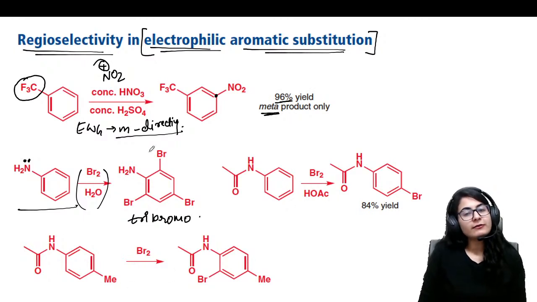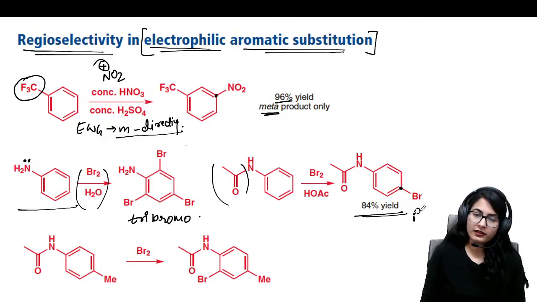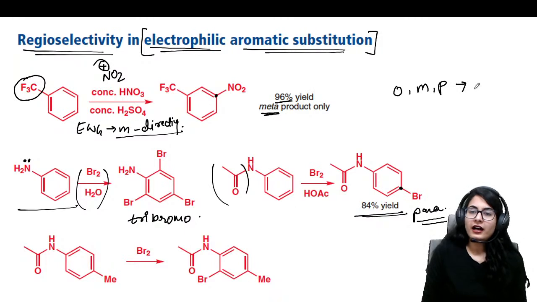Absolutely. Similarly, if you add an acyl group on the nitrogen, what did you get? You got, okay, reactivity is reduced here, nitrogen is less reactive over here, and hence it's going to only give you a para product. 84% yield and you get only para product. All right. So once again, ortho, meta, para, all of these are regioisomers of each other. Do you agree?